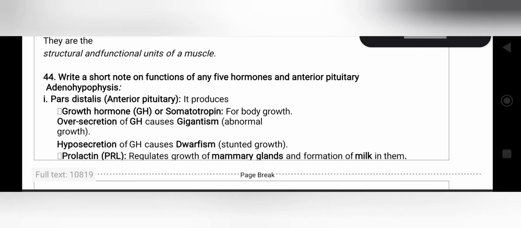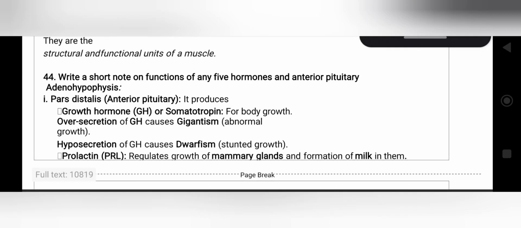Write a short note on functions of any 5 hormones of anterior pituitary, adenohypophysis. Anterior pituitary, pars distalis. It produces growth hormone, GH or somatotrophin, for body growth. Oversecretion of GH causes gigantism, abnormal growth.